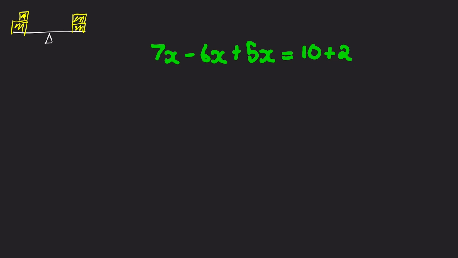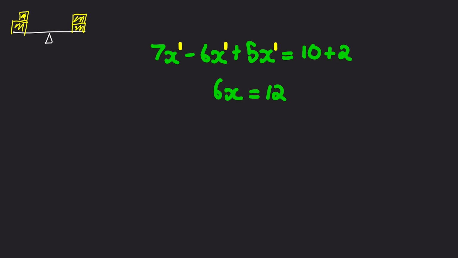Now because here our x's all have the same exponent, right? So these here all have an exponent of 1. We can add them up together. So 7x minus 6x plus 5x. So 7 minus 6 plus 5, what is that? That's 6, right? So 6x is equal to now 12. And then it's exactly like every other example that we've had so far.